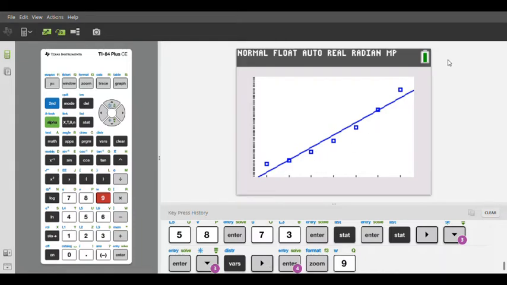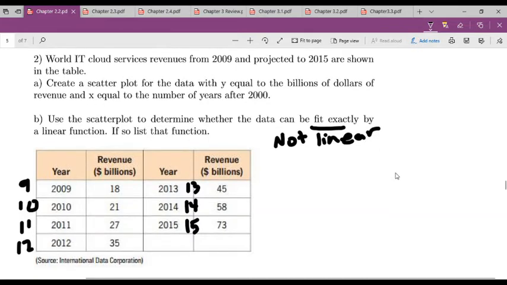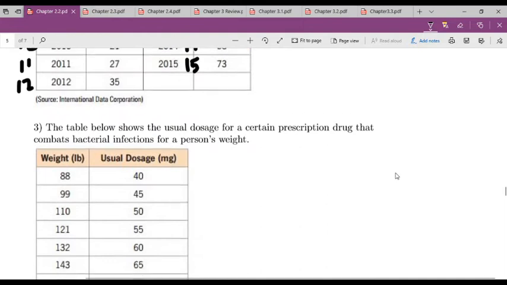So if we go back and look here, it says use a scatter plot to determine whether the data can be fit exactly by a linear function. If so, list that function. You can write it cannot, or not linear, however you want to write it, to express that a linear function is not going to work here. We already did find a line to approximate it, but that line did not do a very good job. It's clearly more of a curve than a line. Not linear, especially not exactly linear.